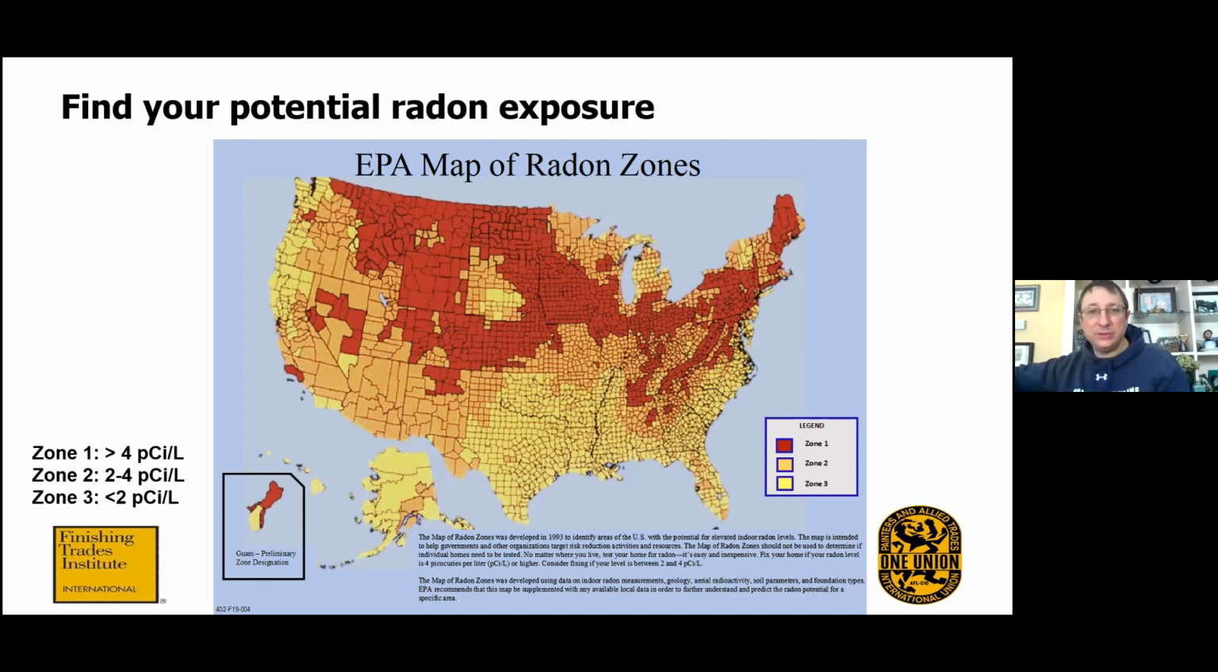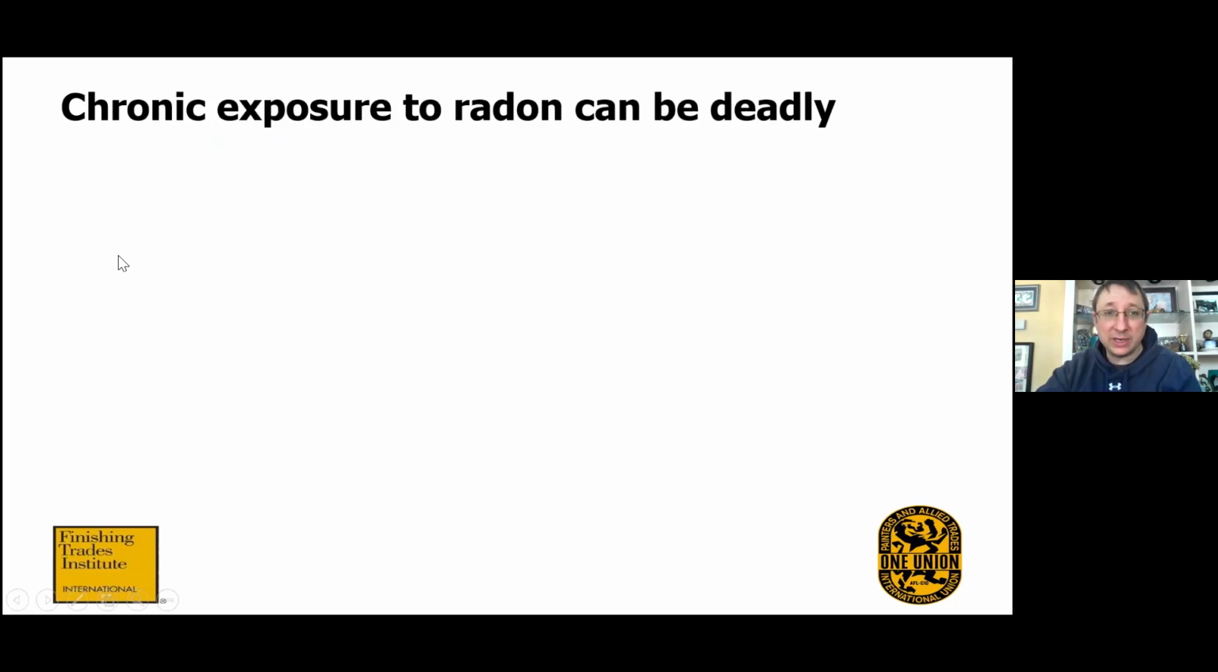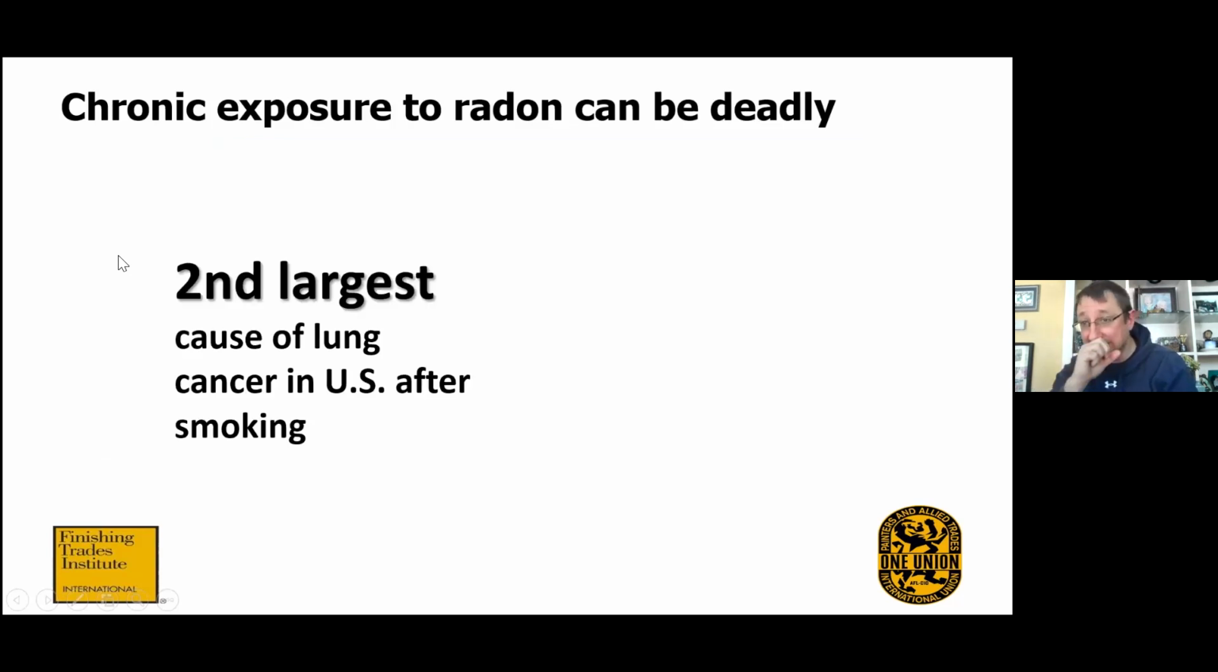So you really have to do your own test. But if I see somewhere that's red and orange, I would want to make sure I'm doing a test, whether it's a home that I'm in now and I haven't tested before, or I'm going to be purchasing a new home. So again, it's important to do something like this because chronic radon exposure is deadly. It's the second leading cause of lung cancer after smoking.